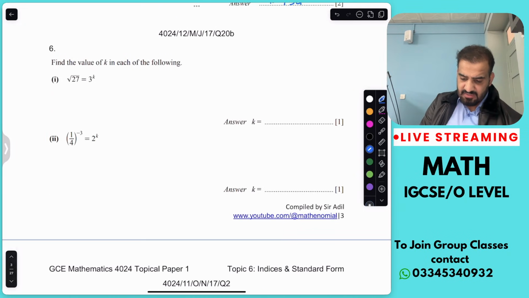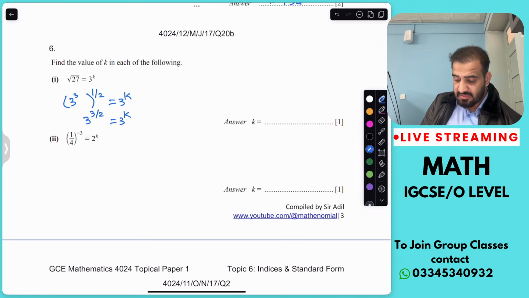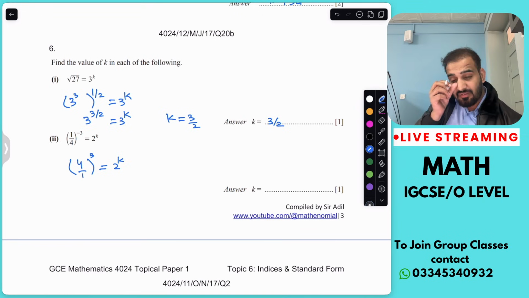Moving on to question 6. 27 can be written as 3 raised to power 3, and square root can be written as 1 over 2, is equal to 3 raised to power k. So 3 raised to power 3 over 2 is equal to 3 raised to power k. Bases are same, powers are equal. Next, you will turn this fraction. So 1 over 4 becomes 4 over 1 with positive power, because the sign of the power will change if you turn the fraction.